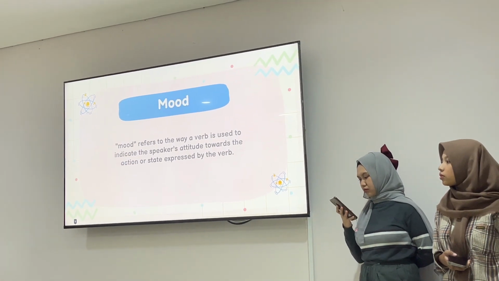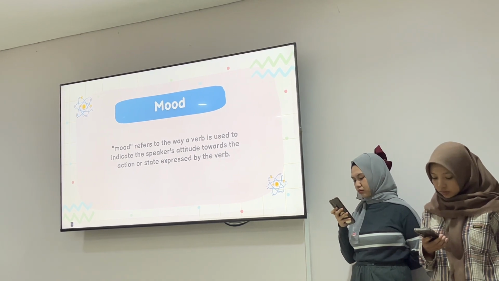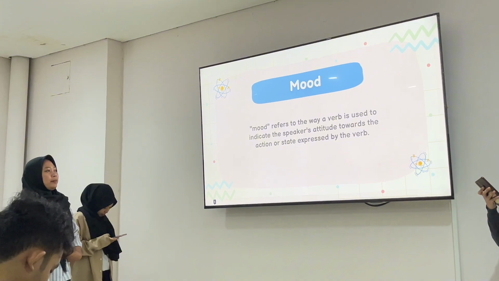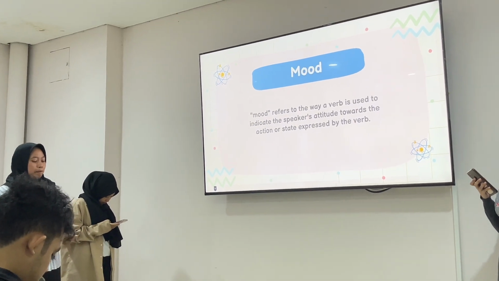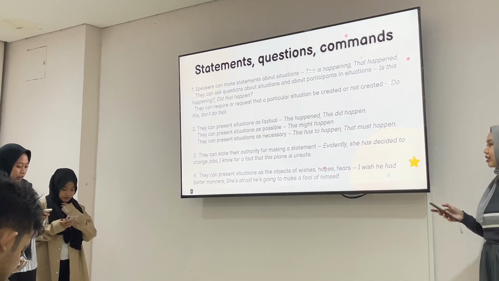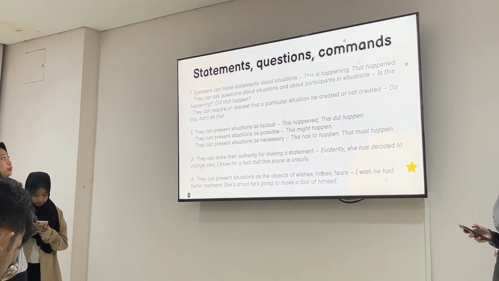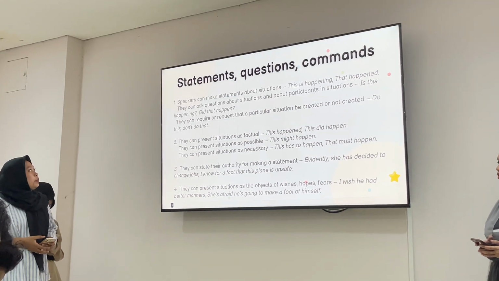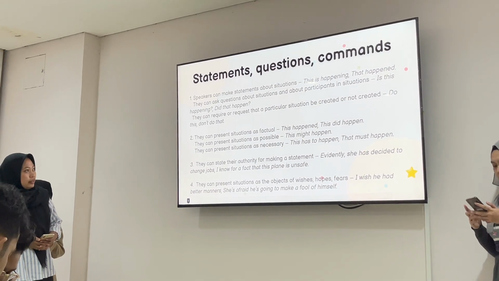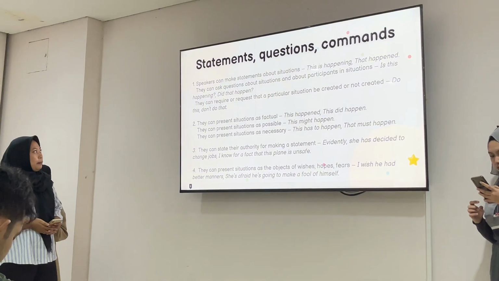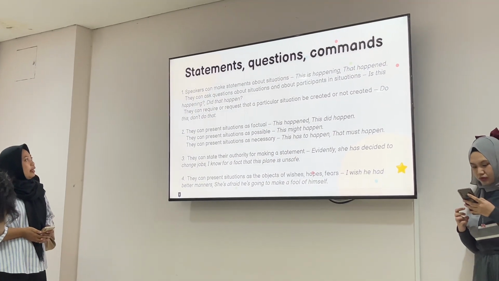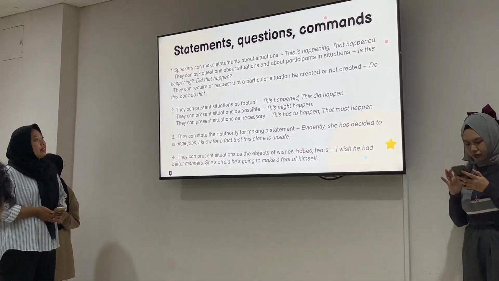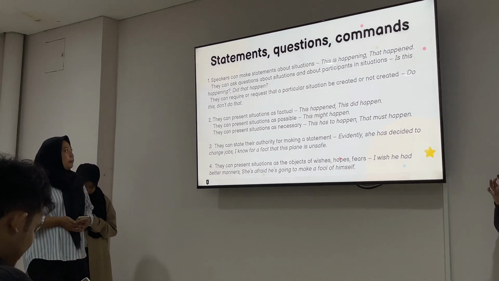And next is mood. Mood refers to the way a verb is used to indicate the speaker's attitude towards the action or state expressed by the verb. The first one is statements, expressions, and comments. Speakers can make statements about a situation, like this is happening, that happened. They also can ask questions about a situation and about participants in a situation, like is this happening, did that happen.